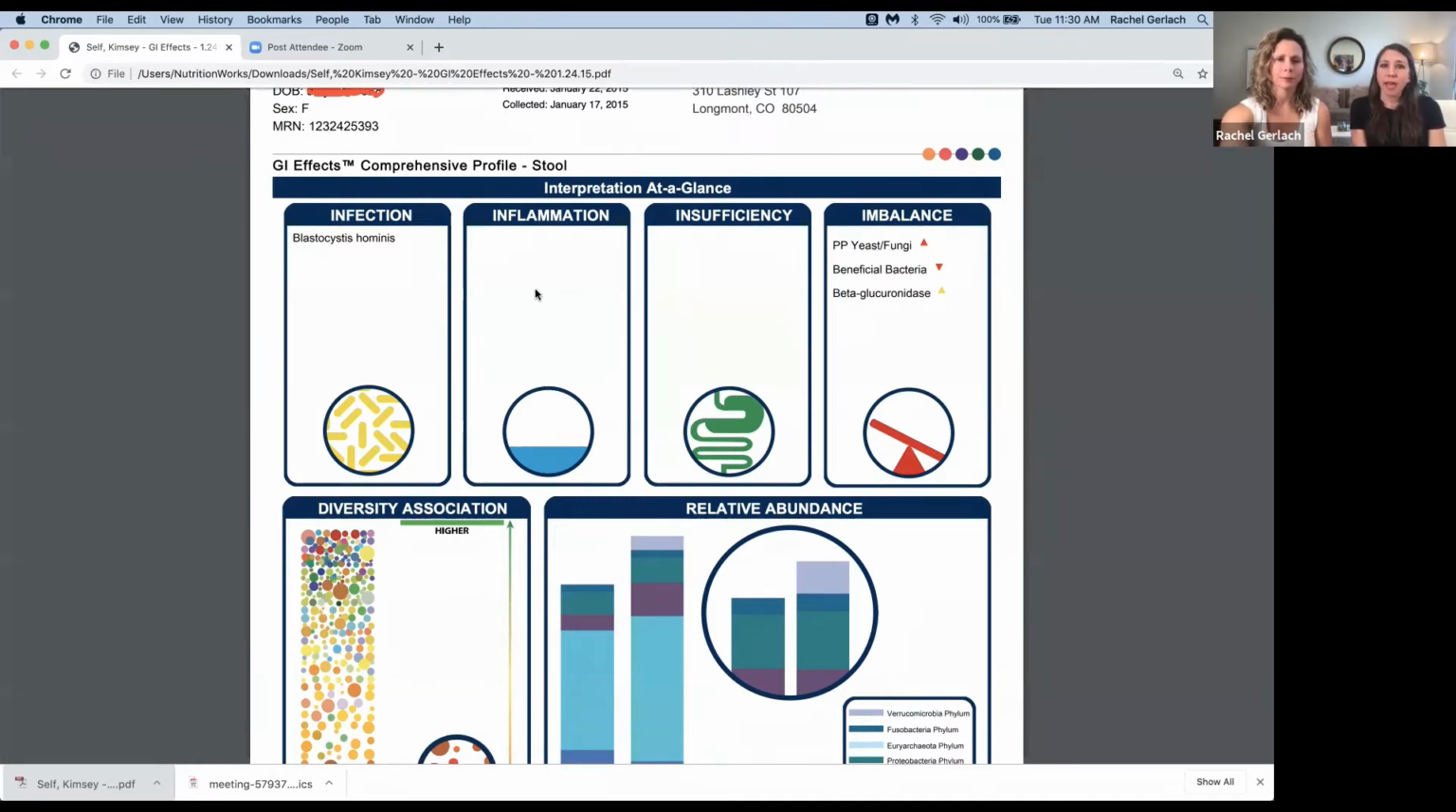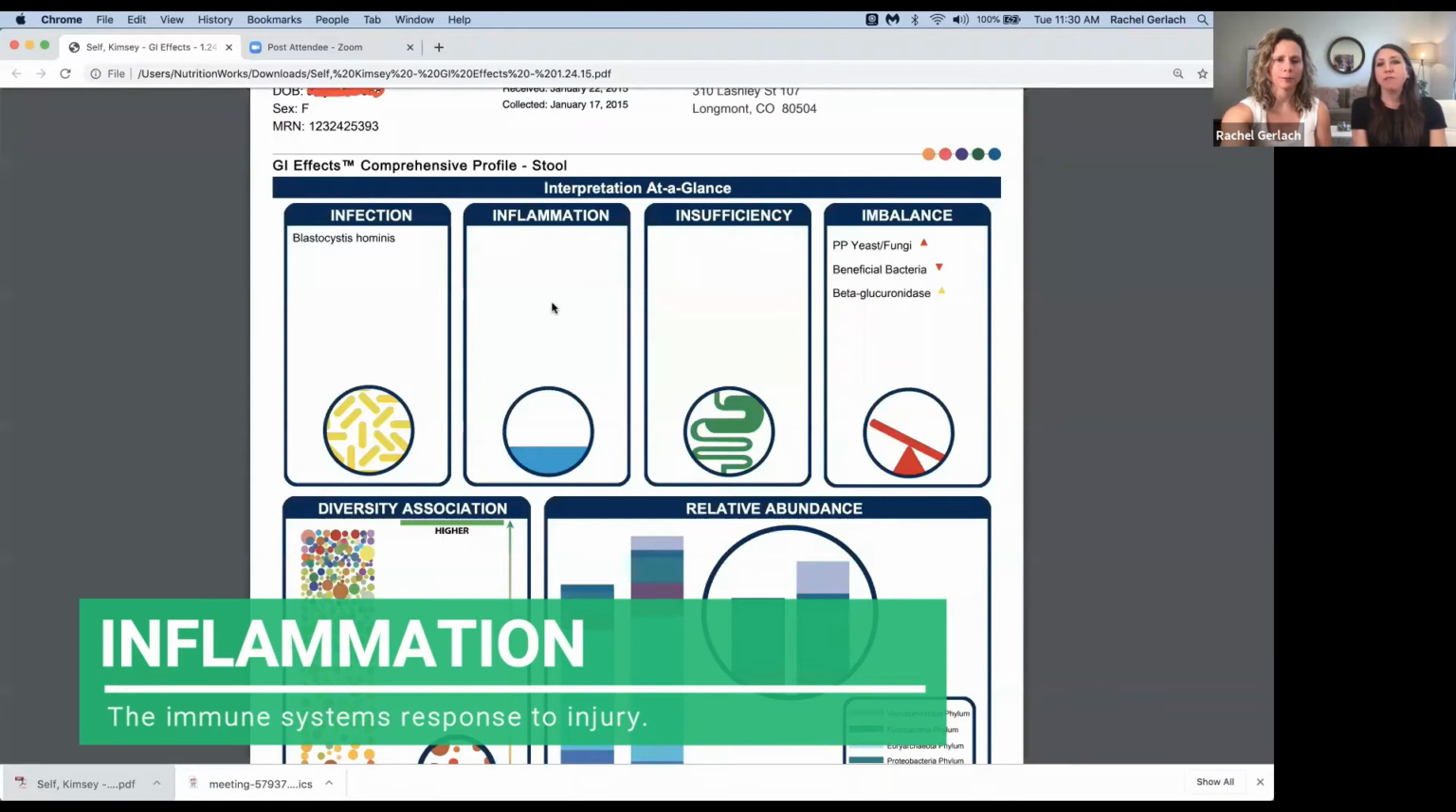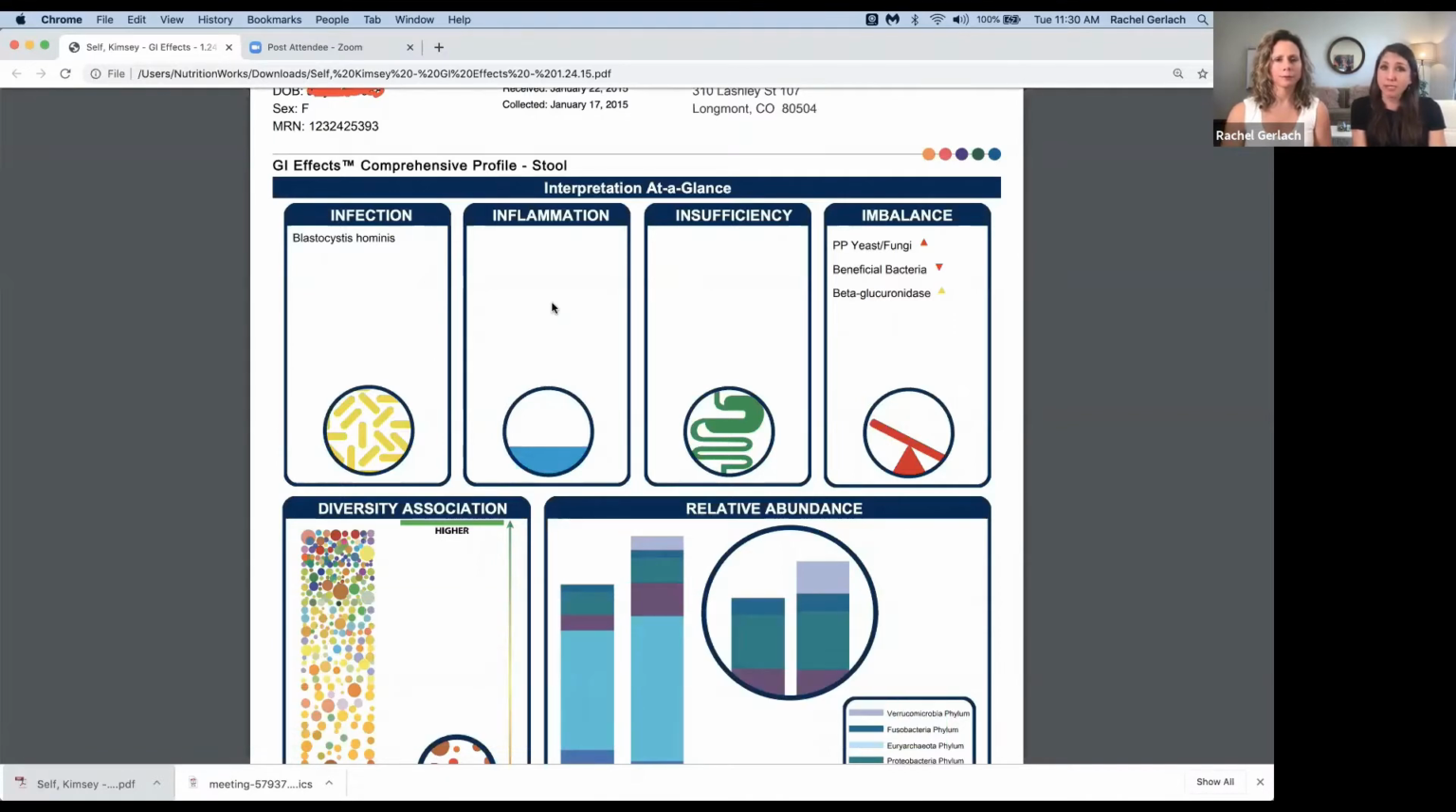The next pillar we have is inflammation. Inflammation, to define it, is simply the immune system's response to injury. So if we see inflammation active in the gut, it means that there's some kind of injury that the immune system is responding to. That could be food sensitivities, that could be gut dysbiosis, which we're going to talk about here. It could be infection, it could be stress, it could be many different things, but this gives us an idea of severity, and we often align that with your symptoms.